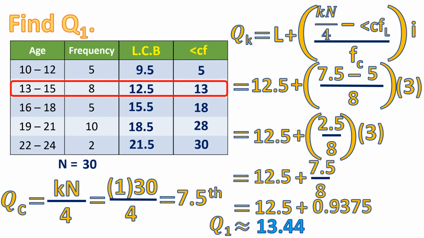This means that 25% of the data is lesser than 13.44.